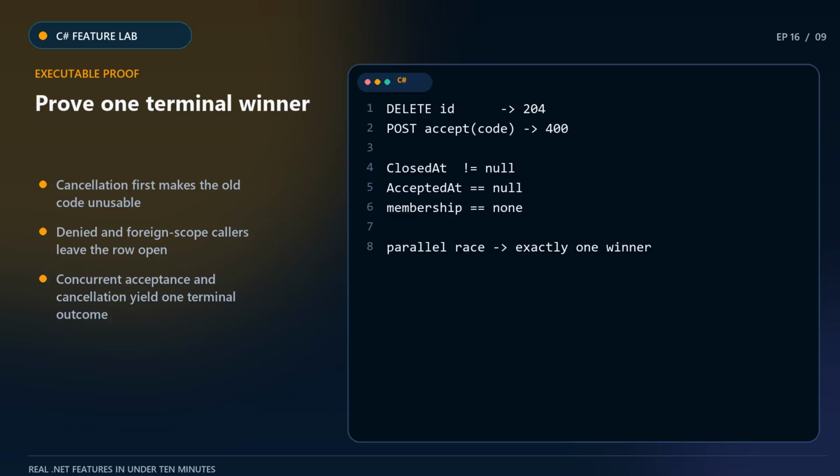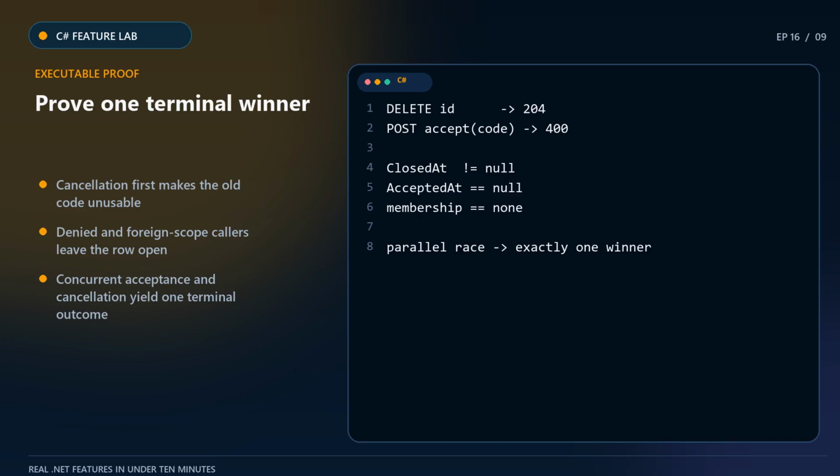The main proof issues a code, cancels by identifier, then attempts acceptance as the bound recipient. Acceptance returns the existing generic bad request, accepted at remains null, and no tenant membership or selected tenant change appears. Repeating delete still returns no content and does not advance version again.